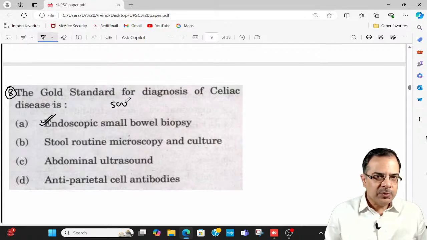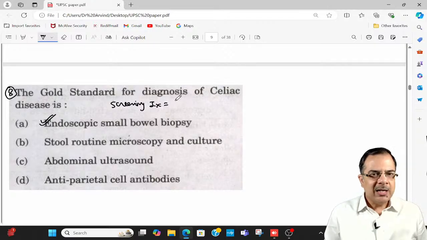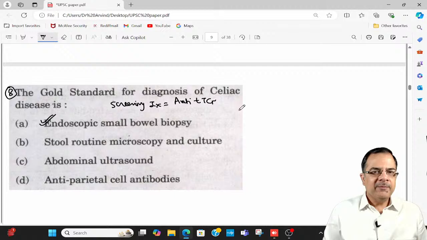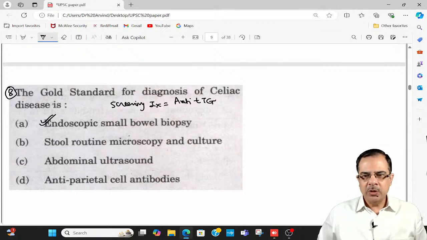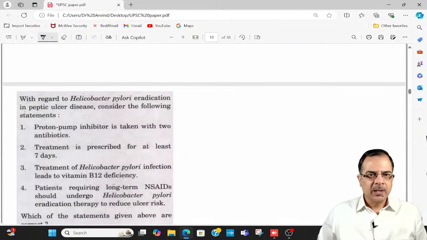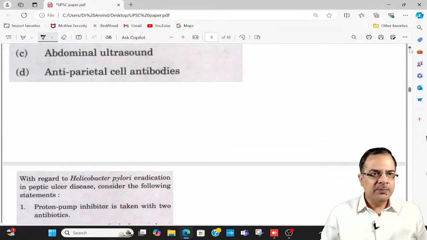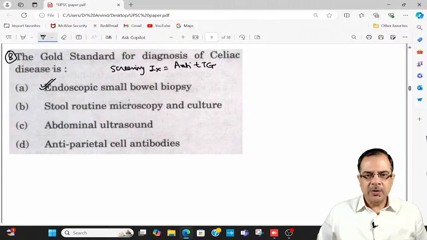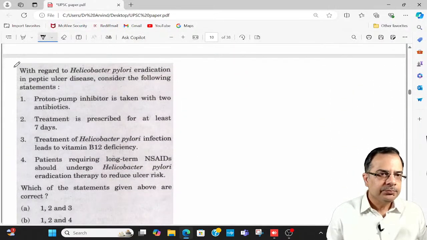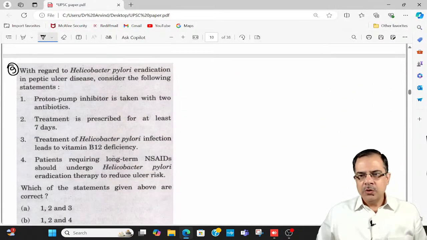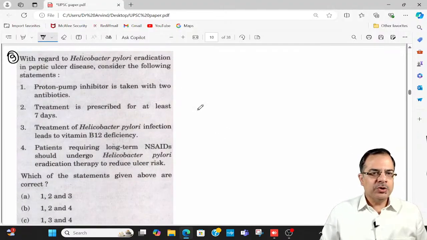But if the question comes, what is the screening investigation for diagnosis, then the answer will be anti-TTG. That will be the answer, anti-TTG. So answer here is A option, endoscopic small bowel biopsy. Now moving on to the next one. So this is question number 8. Now come to question number 9. So question number 9 is a slightly tricky question.